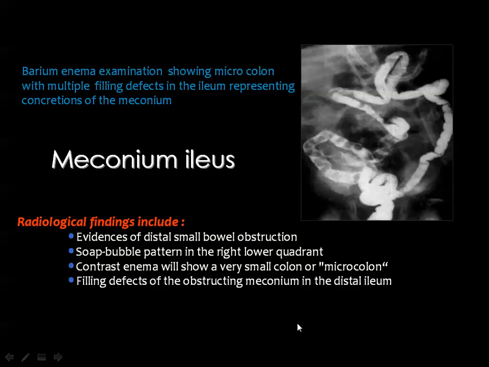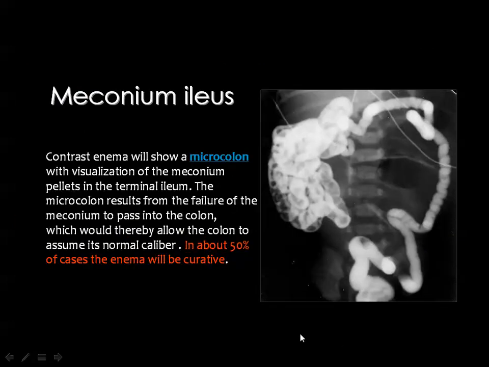Then if you want to diagnose the patient with meconium ileus, you inject barium in the colon until you reach the terminal ileum, and you can see multiple filling defects within the terminal ileum. And sometimes, in about 50% of the cases, barium enema will be curative as well. Whenever you push barium until reaching the terminal ileum, this may result in some liquefaction of the meconium, and will help in the clearance of meconium from the terminal ileum, and then you get cure of the patient.